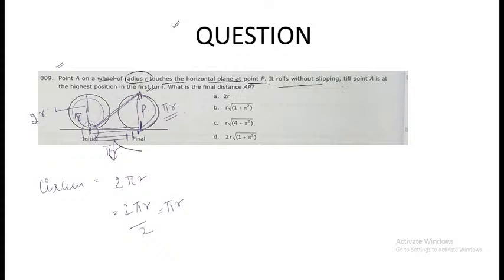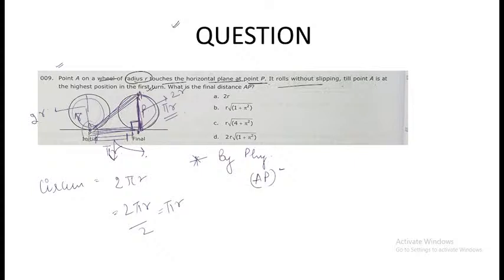So you have this as pi r, this as 2r. You can apply the Pythagoras theorem, as these two sides make a 90-degree angle. That means over here we can apply the Pythagoras theorem. Pythagoras theorem says that perpendicular square plus base square is equal to hypotenuse square. So hypotenuse is your AP.